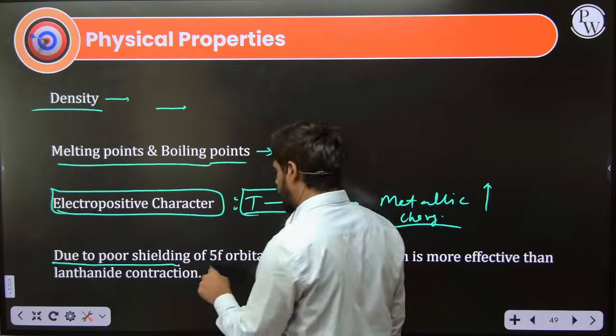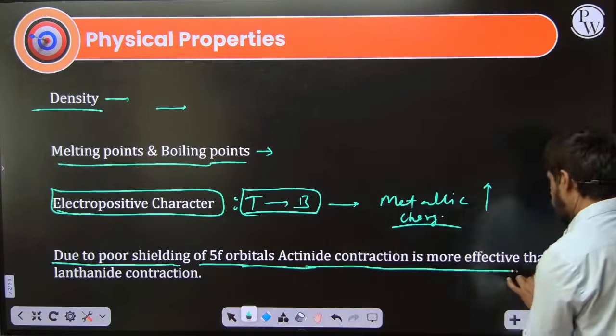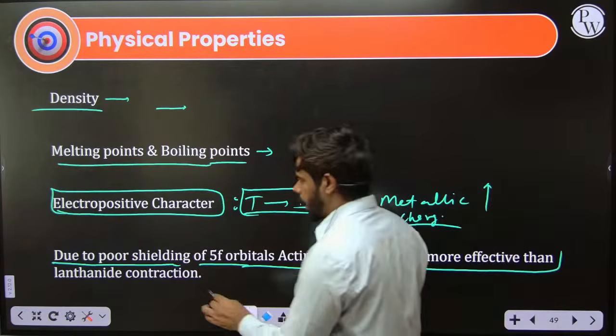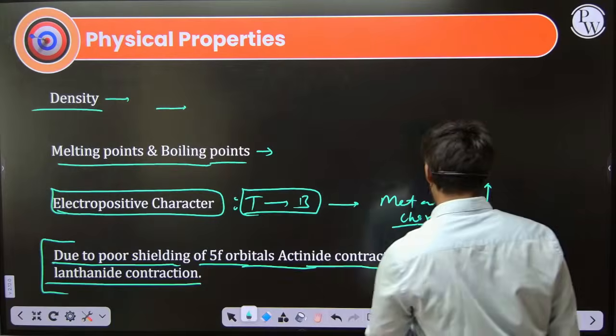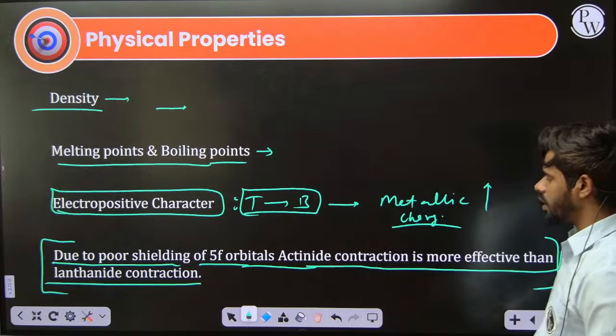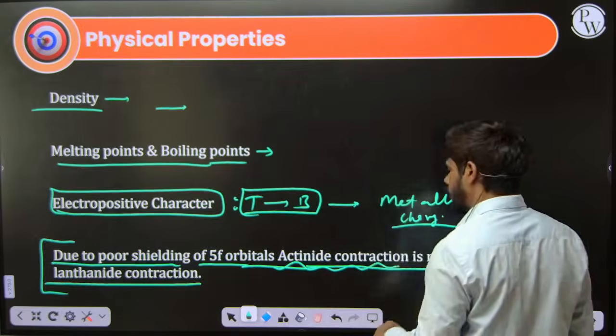Due to the poor shielding of the 5f orbitals, actinide contraction is more effective than lanthanide contraction. Okay, this is also important. Actinide contraction is more effective than lanthanide contraction.